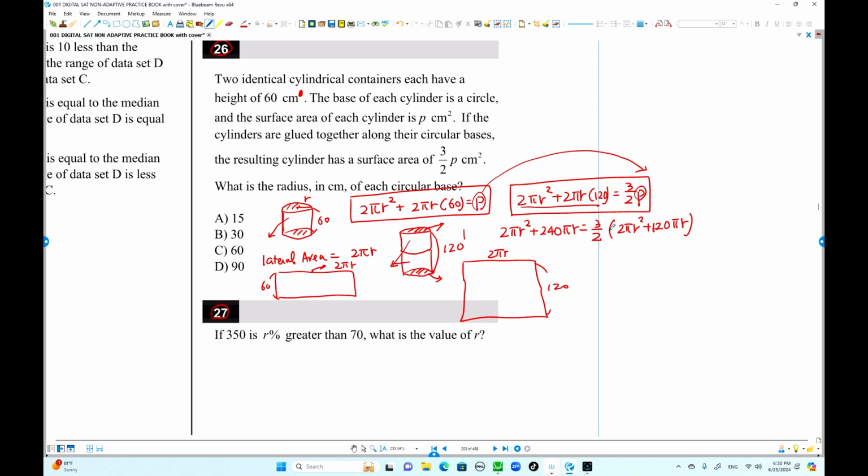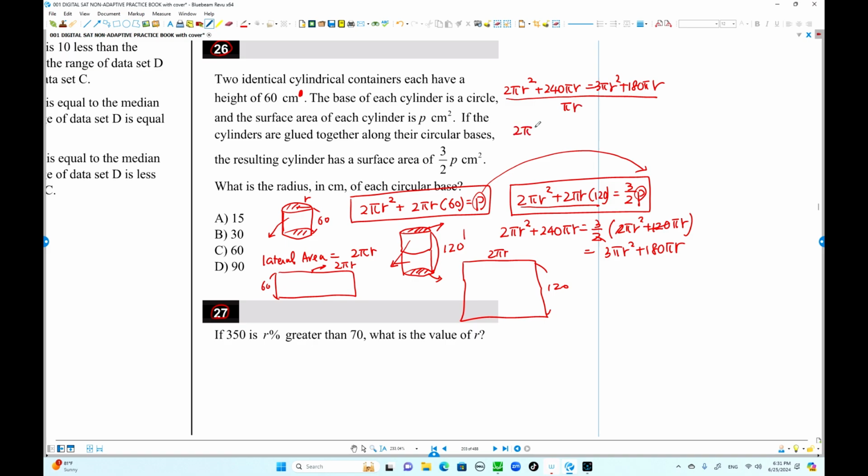When you simplify this, the 2 is cancelled out: 3 pi r squared, and 60, 2 divided by 2 is 1, times 3 is 3, 180 pi r. Okay, that equals. I'm going to move over here. So we got 2 pi r squared, I'll write that once more, 240 pi r, 3 pi r squared, and 180 pi r. Pi r is a common factor, right? You can divide by pi r, that is better.